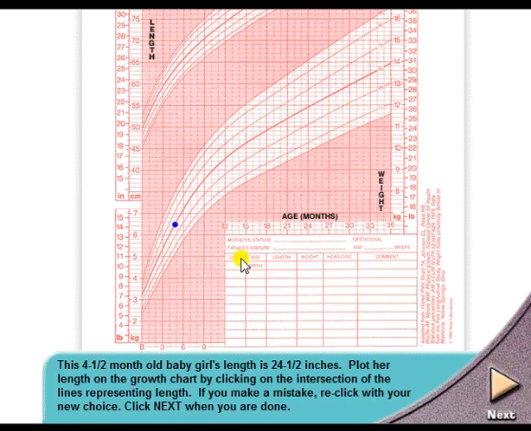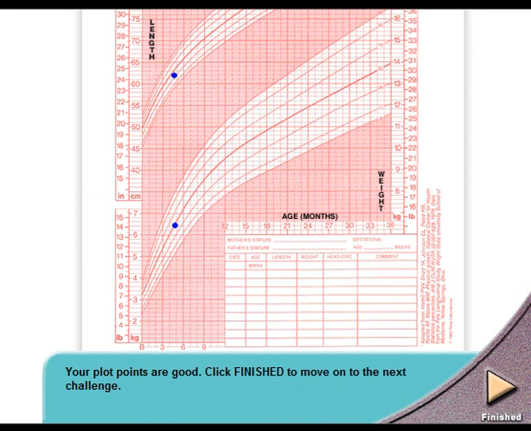This 4.5-month-old baby girl's length is 24.5 inches. Plot her length on the growth chart by clicking on the intersection of the lines representing length. If you make a mistake, re-click with your new choice. Click Next when you are done. Your plot points are good. Click Finished to move on to the next challenge.